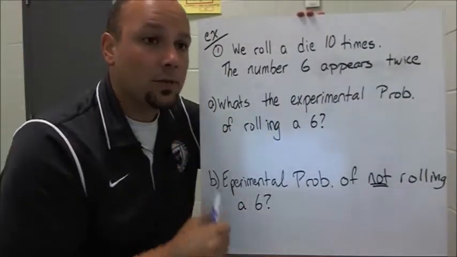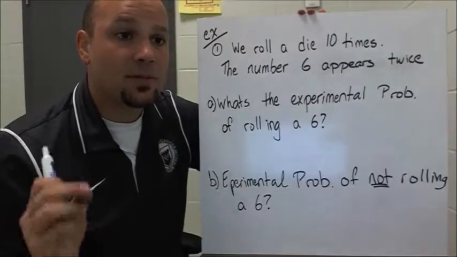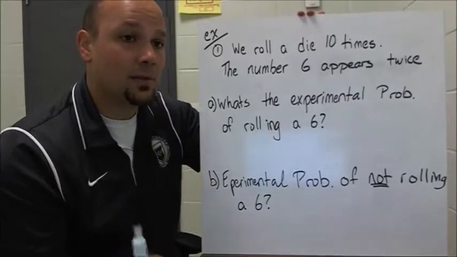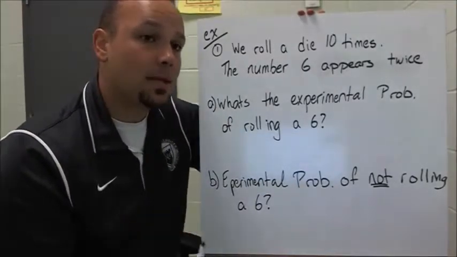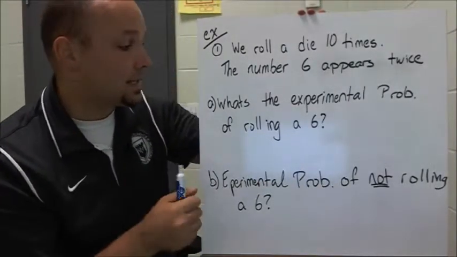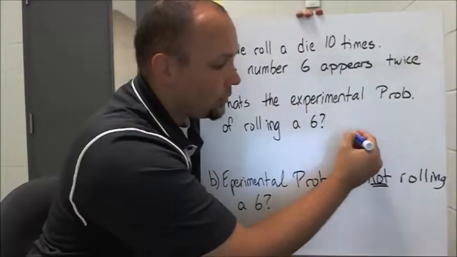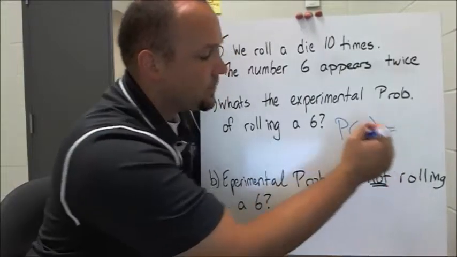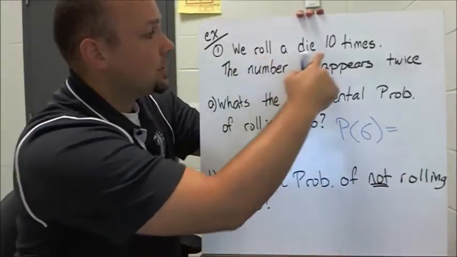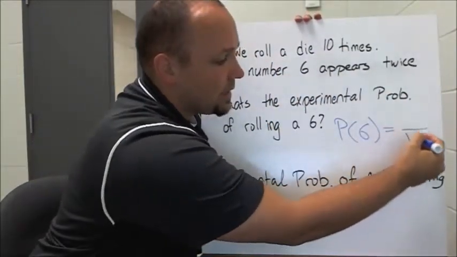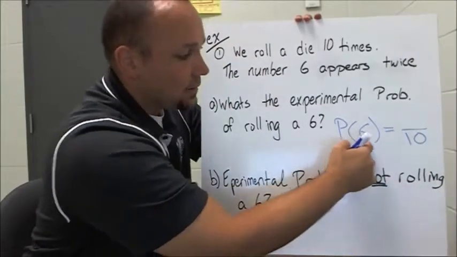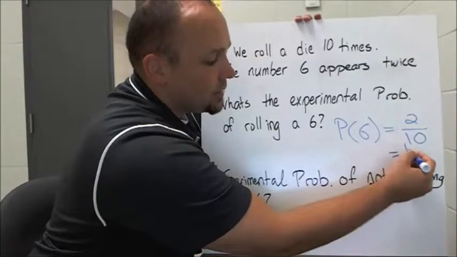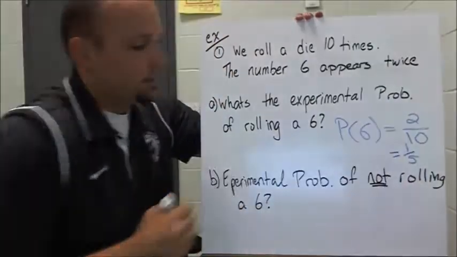So we roll a die 10 times and the number 6 appears twice. What's the experimental probability of rolling a 6? Well, the total number of outcomes, so we'll call that the probability of rolling a 6, the total number of outcomes was 10, because I rolled it 10 times, and the number of successful outcomes was 2, because the 6 rolled twice. So we can reduce that to 1/5.